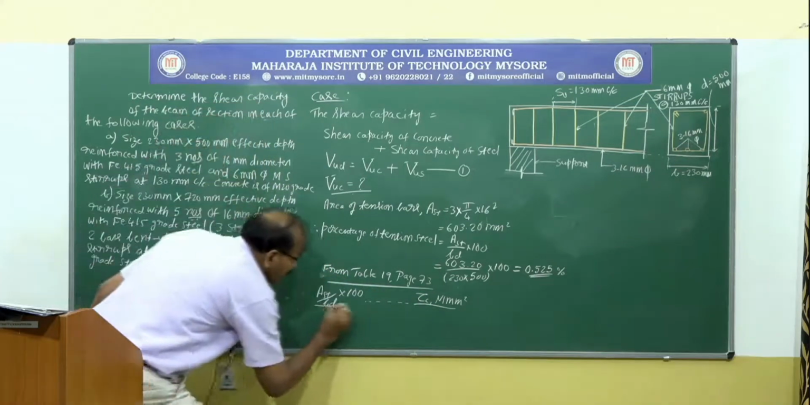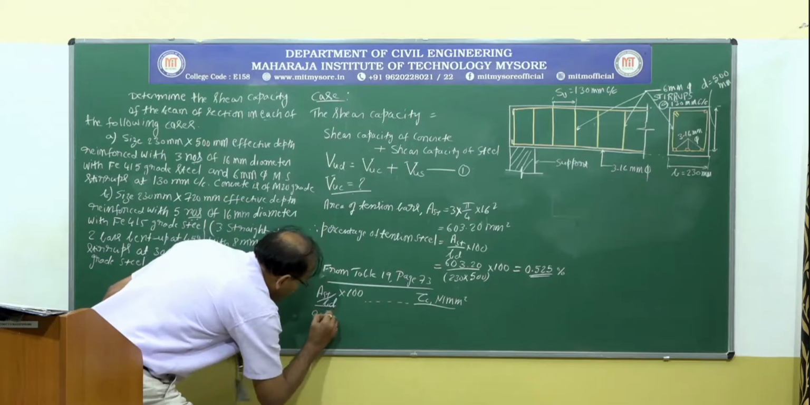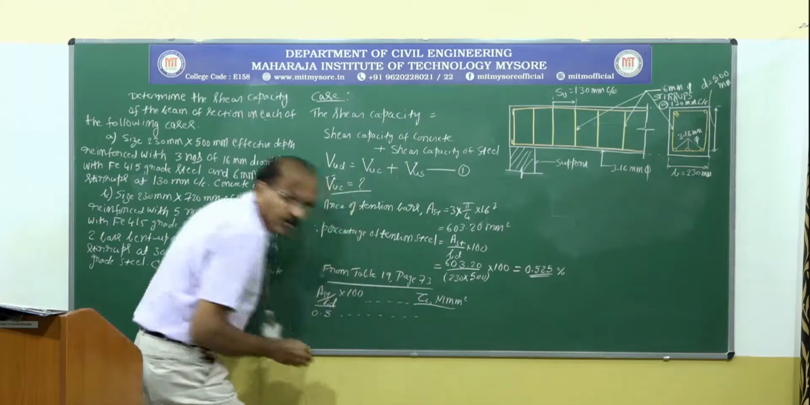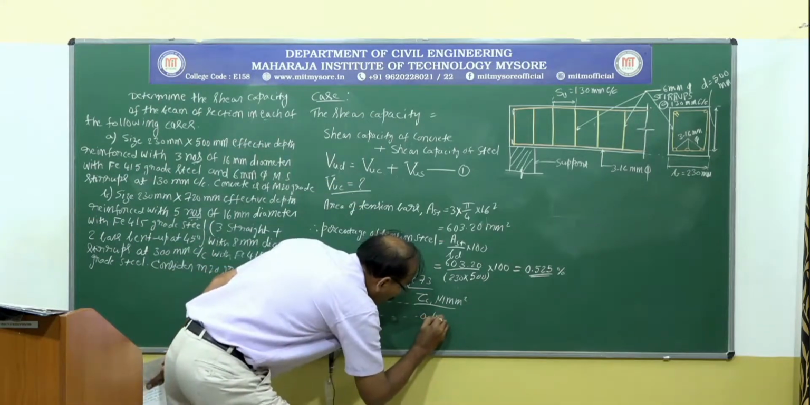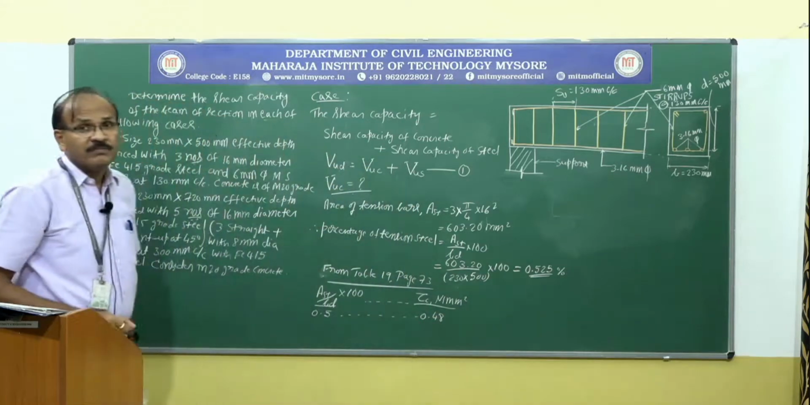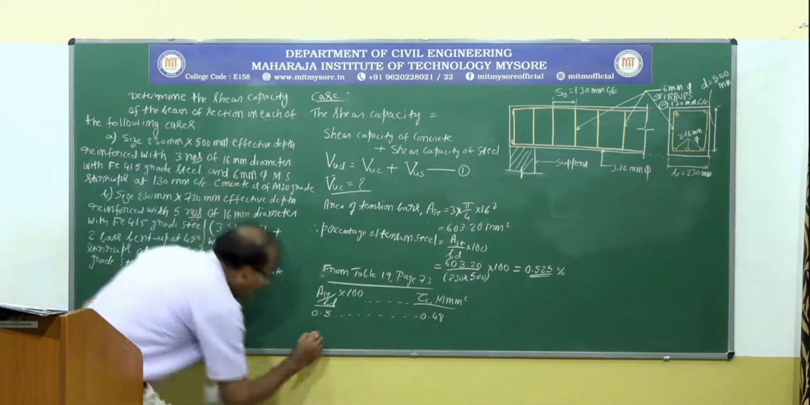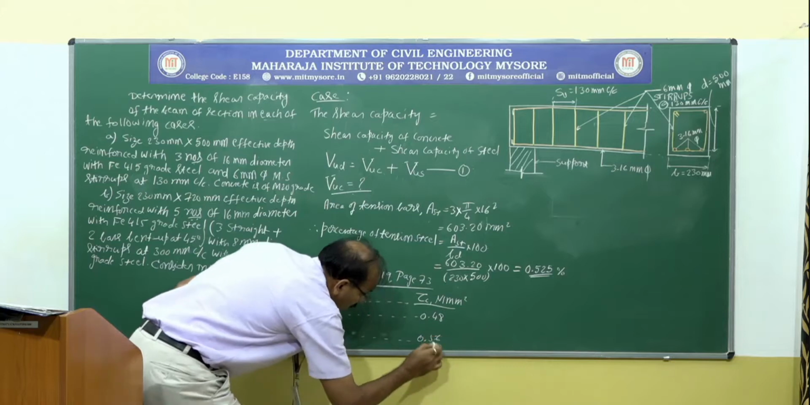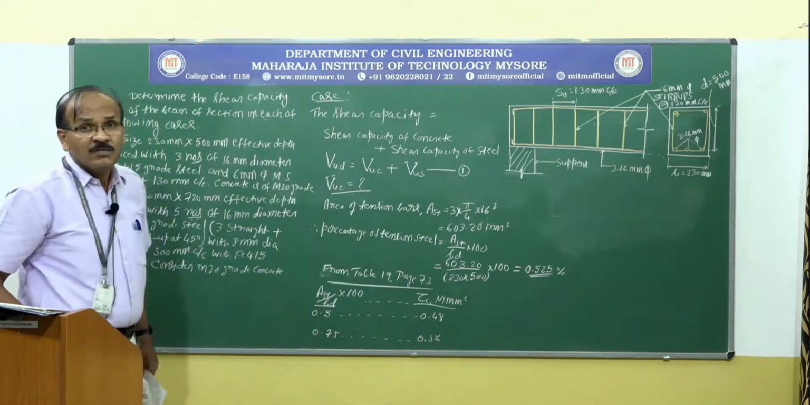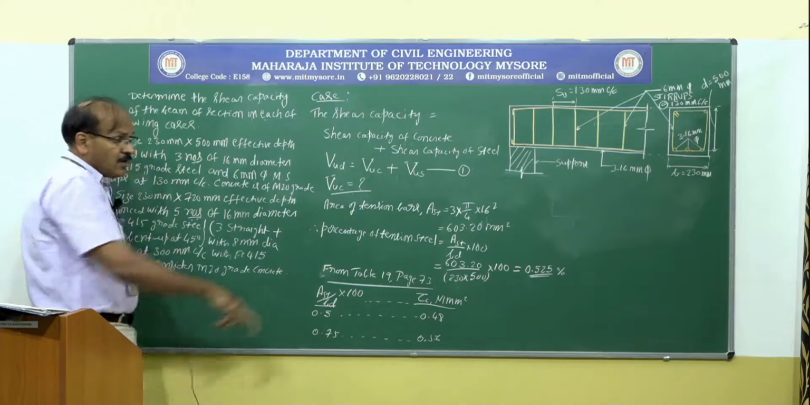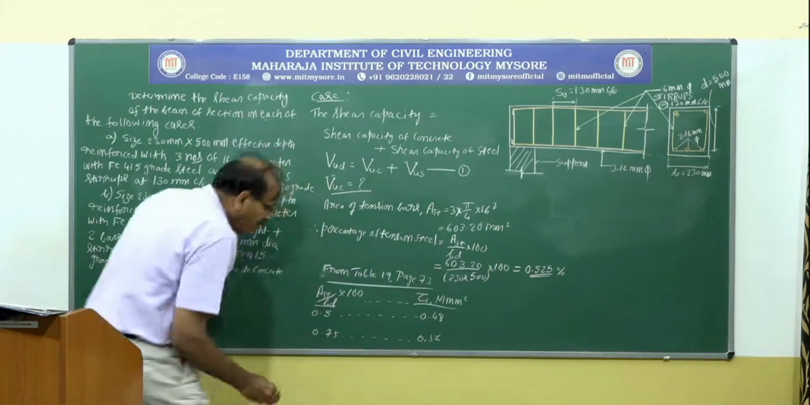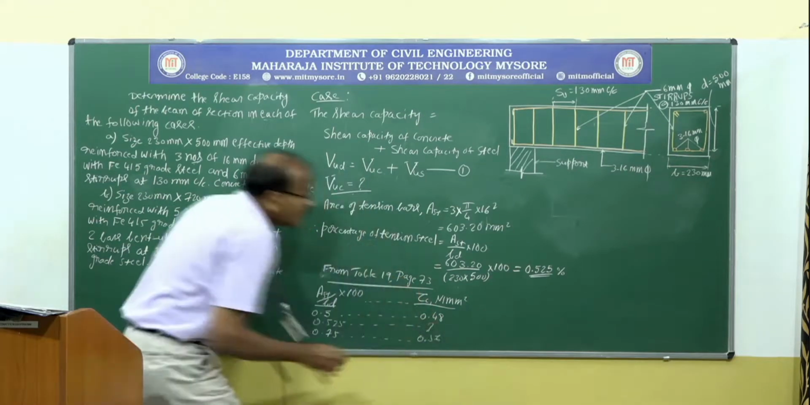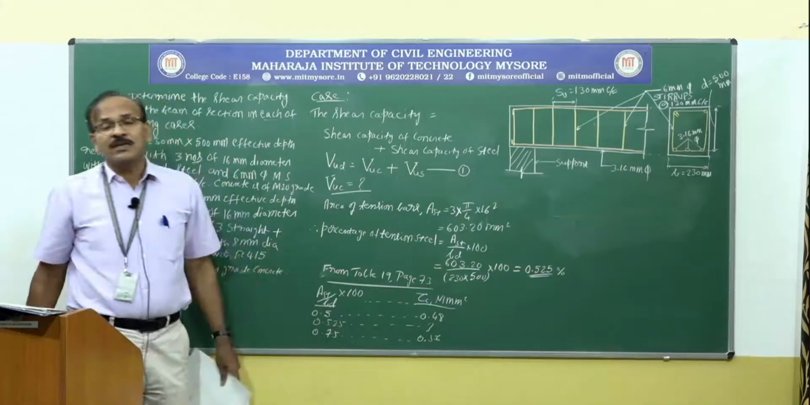So for 0.5% steel, the shear strength of concrete is 0.48 Newton per millimeter square. And for 0.75, the shear strength of concrete is 0.56 Newton per millimeter square. So what is our value? Our value is 0.525. So what is the value of tau C?